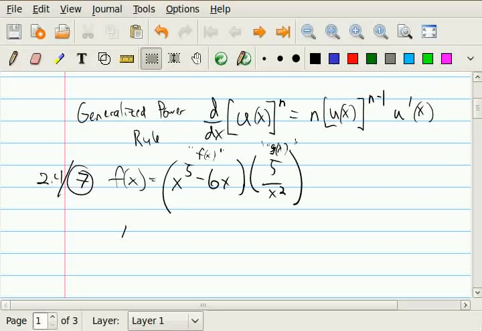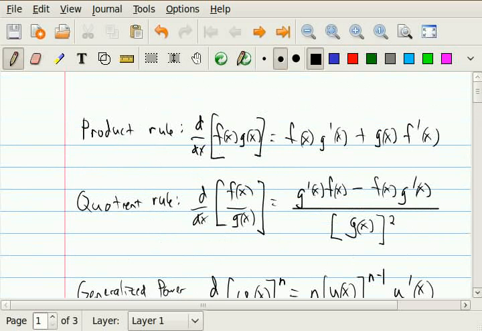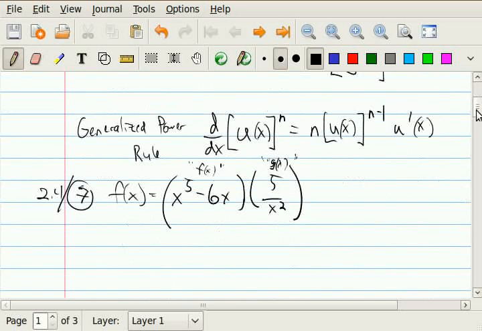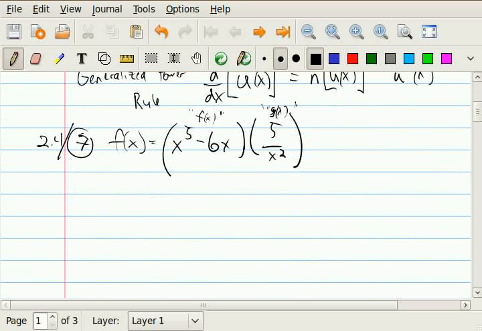But here we've got a function called f of x. This is a problem similar to 2.4 number 7, which you would have seen in the WebAssign homework. The function was x to the 5th minus 6x times 5 over x squared. So even though this function is called f of x, it's really a product of two functions. In the product rule, you notice that they call the first one f of x and the second factor g of x. So that's the f of x in the product rule, that's the g of x in the product rule. The name of this function doesn't really matter, but it happens to also be called f of x.